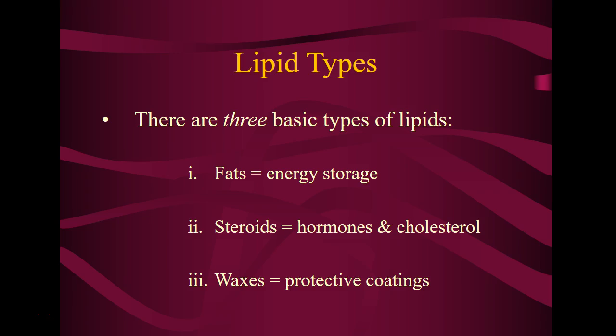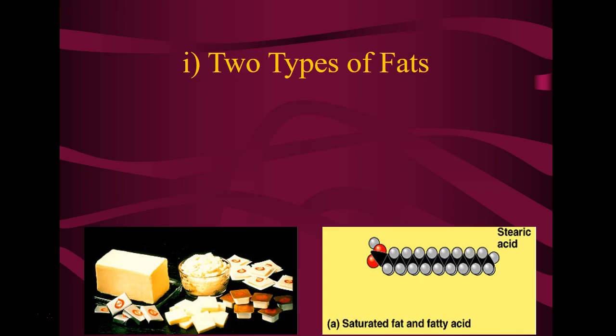Testosterone is a steroid. Cholesterol is in the lining of the cell membrane. That is a steroid. People don't think of cholesterol as a steroid, but it is a type of steroid. And also waxes, those are just protective coatings on surfaces. And then I'll give you examples here shortly of waxes.